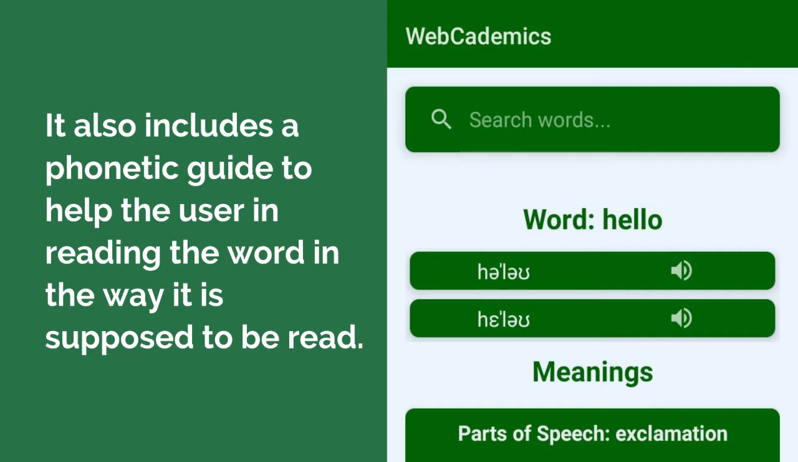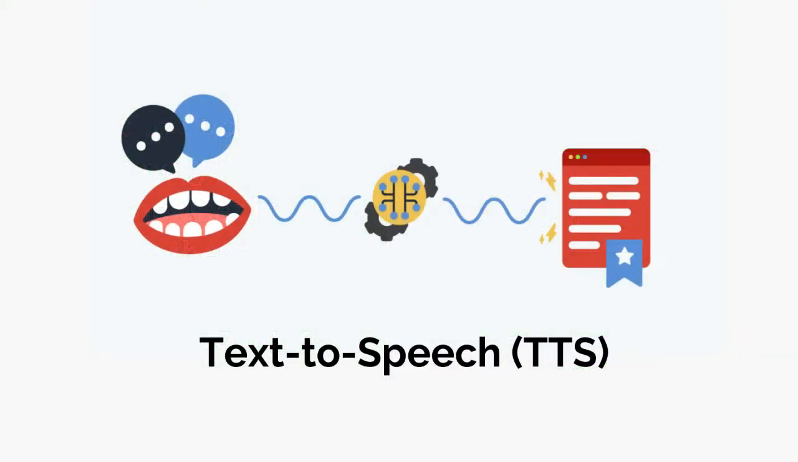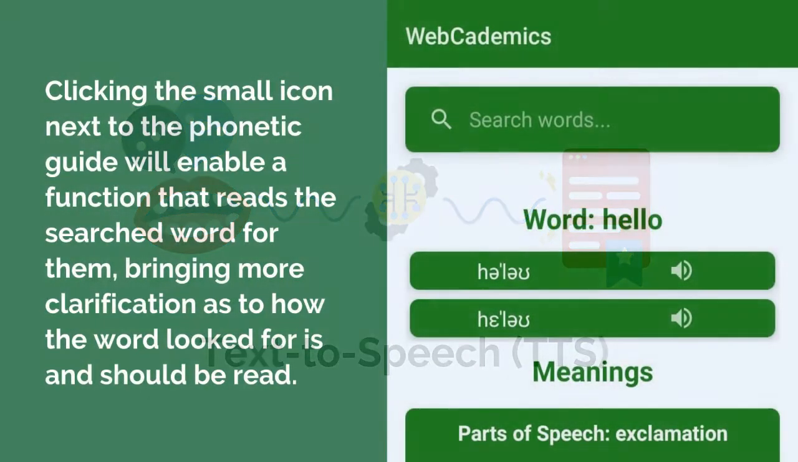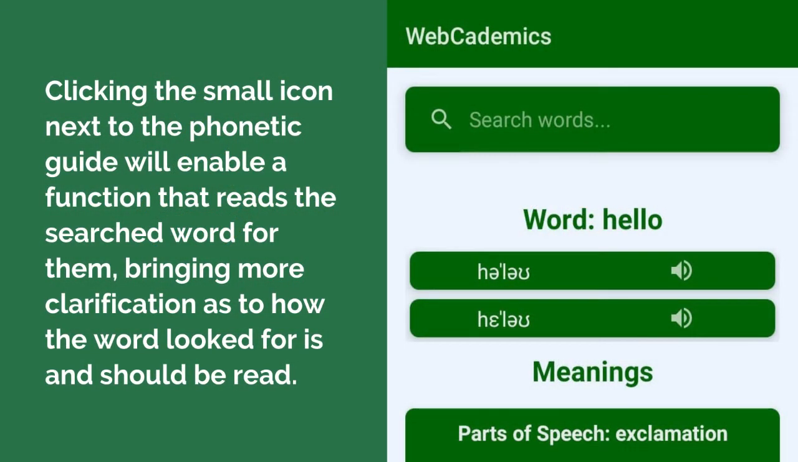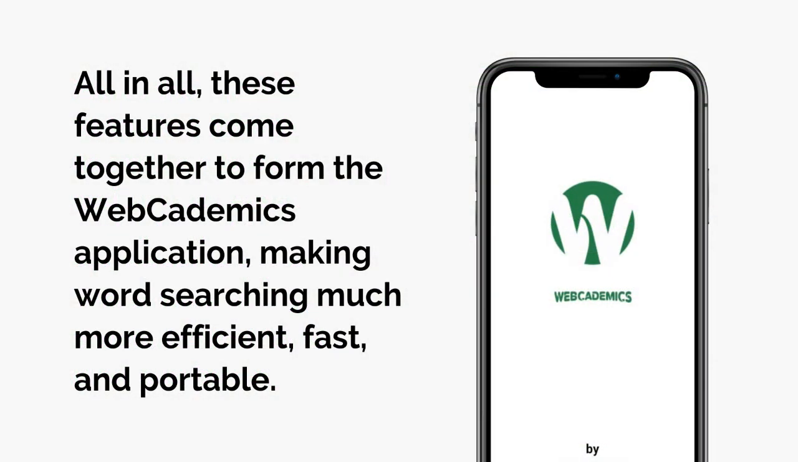Another feature that would help the user in reading the words searched for is the text-to-speech, abbreviated as TTS or spoken voice output. Clicking the small icon next to the phonetic guide will enable a function that reads the searched word for them, bringing more clarification as to how the word looked for is and should be read. All in all, these features come together to form the Webcademics application, making word searching much more efficient, fast, and portable.